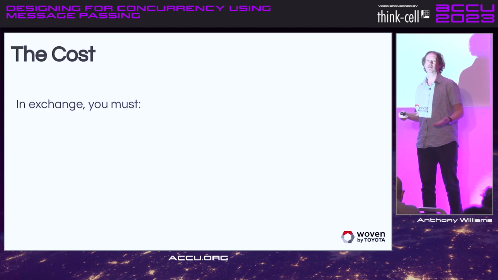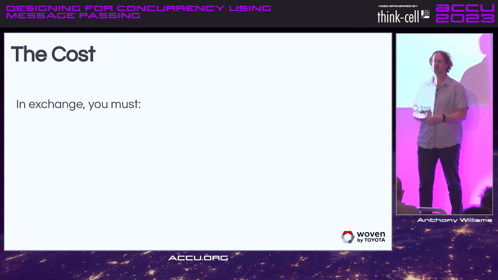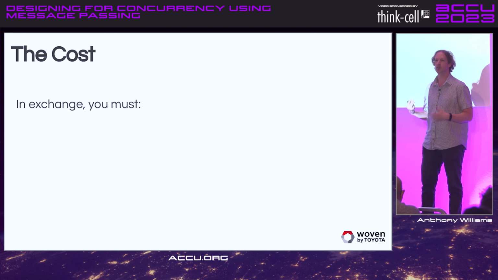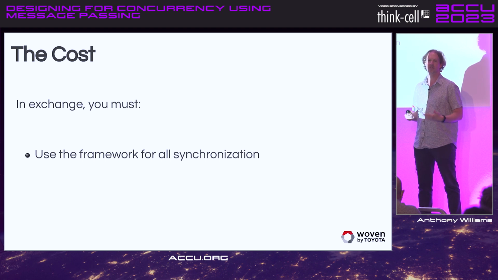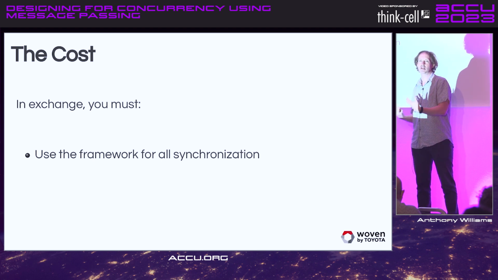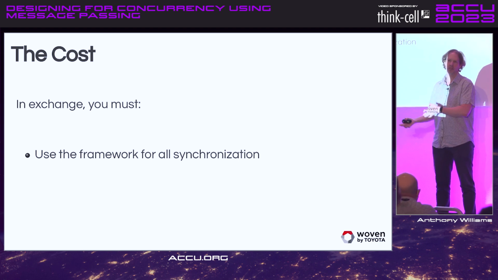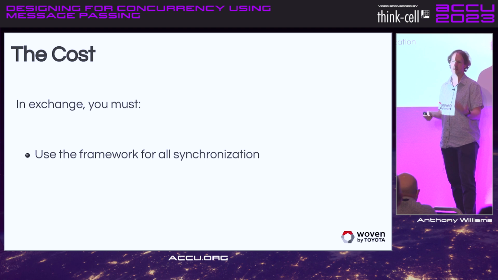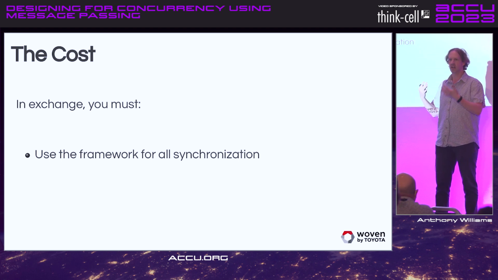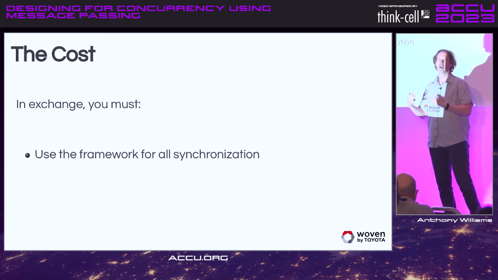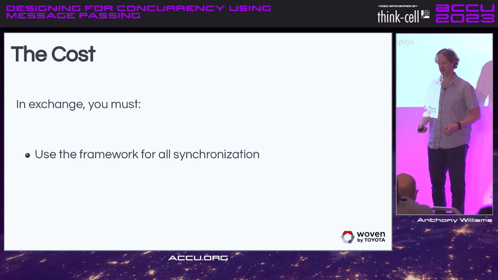But there's a cost. In exchange for these nice bug elimination benefits, you've got to do some things. The first is you've got to actually rely on the framework for synchronization. If you start doing synchronization outside of whatever message passing framework you've got, then you've just introduced manual synchronization back into the mix and you've got all your bug potential back again. So don't do that. Make sure that you use the synchronization that the framework provides to do your synchronization for you.